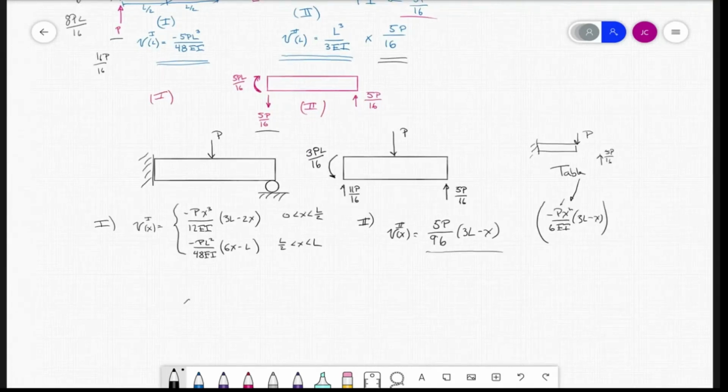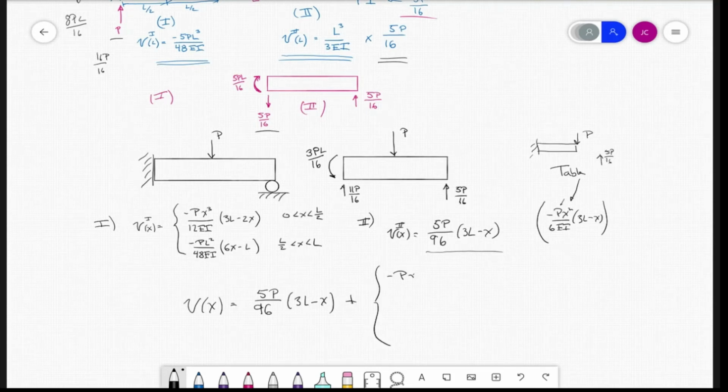So the deflection curve, the elastic curve, is as follows, right? 5P over 96, 3L minus x, plus the following, minus Px cubed over 12 EI. I mean, you can write it twice if you want to. It's the same difference, but I'm lazy. Minus PL squared over 48.